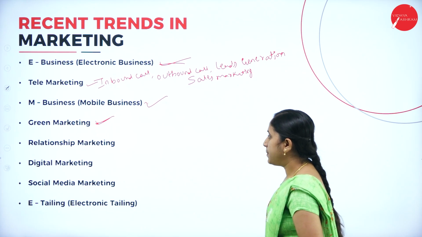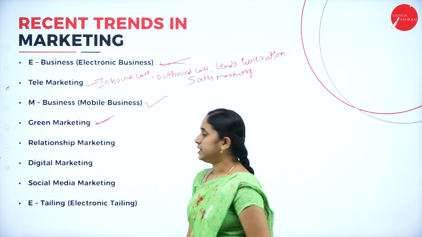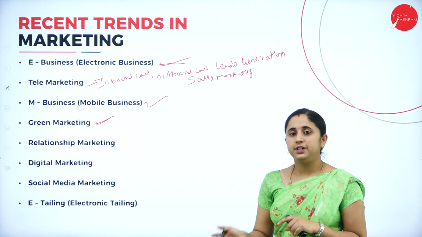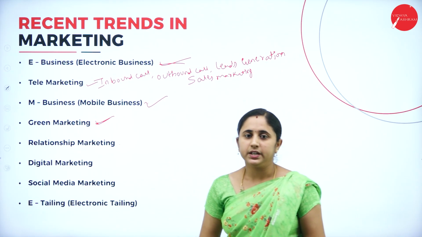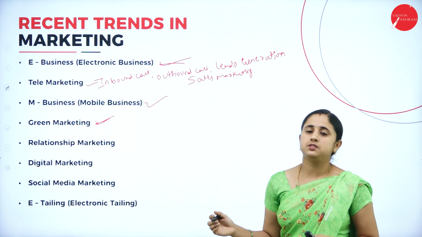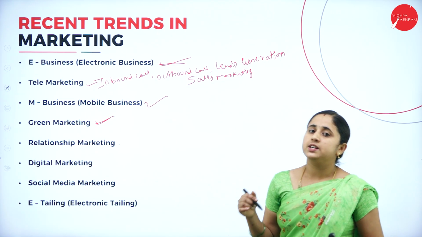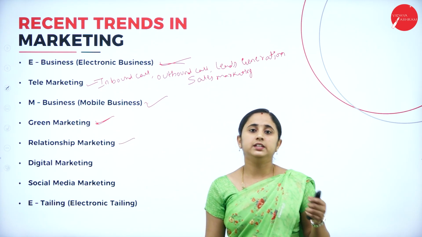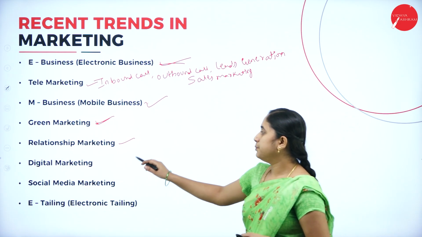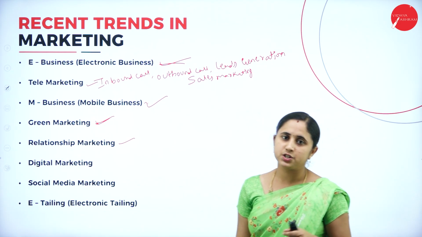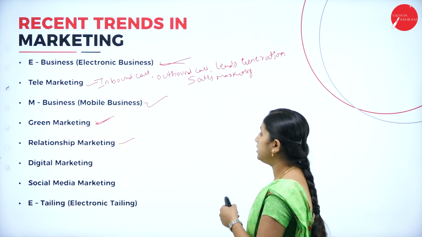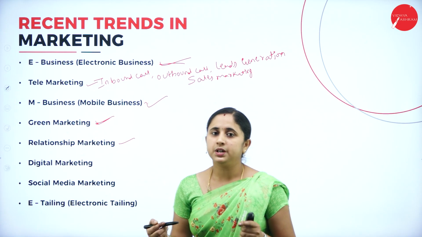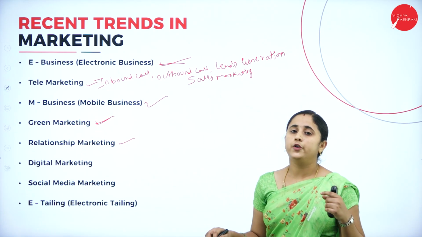Then relationship marketing. Under relationship marketing, the emphasis or the importance is given to the relationship between the consumers and the company. They give importance to the customer relationship. The retention of customers is an important factor in relationship marketing rather than increasing their sales. Good relationship with the customer is important under relationship marketing. They maintain a good rapport with the customer, so it increases your sale automatically.